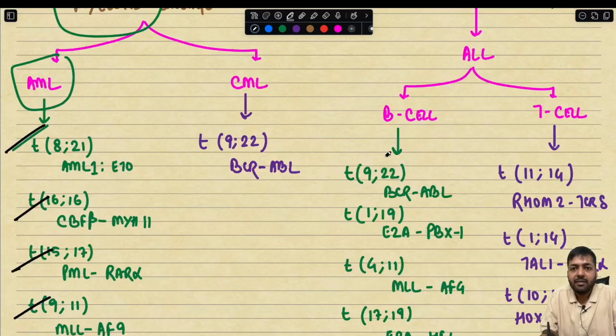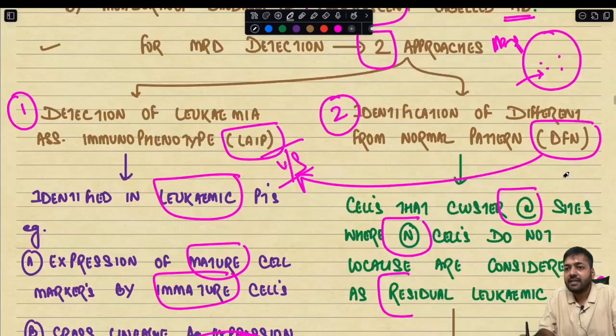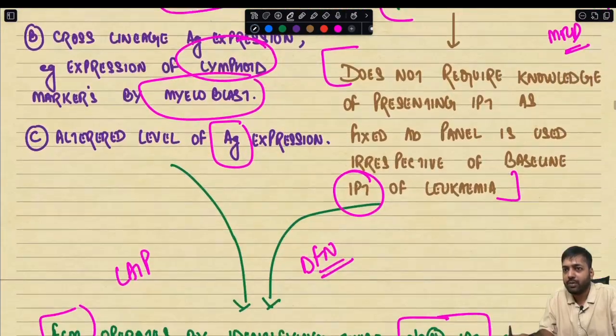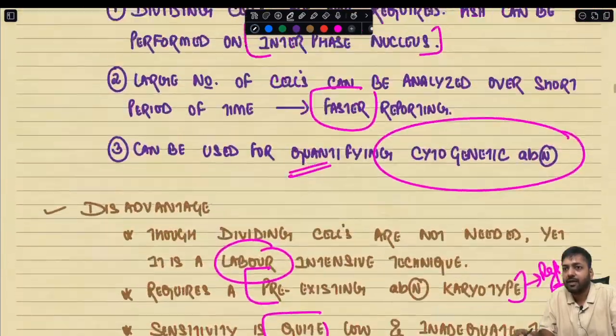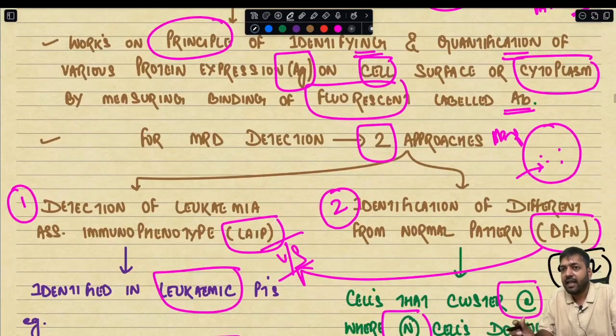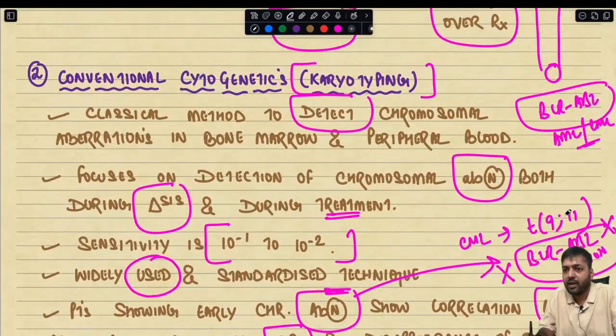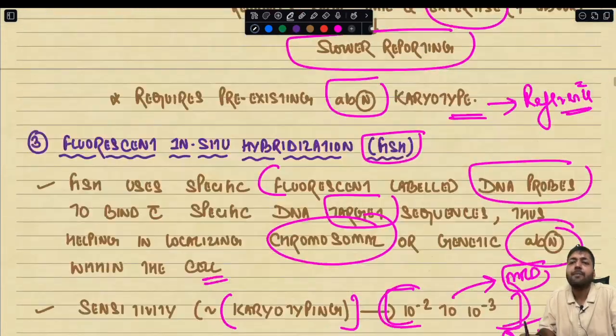Okay, I made a mistake, it is 9;22. Actually, it is not 9;11. Over here, I have given you the example of 9;11, but no, BCR-ABL is 9;22. By mistake, I said 9;11. The example that I have given over here is basically the BCR-ABL example, that is a fusion transcript, and the translocation is 9;22. By mistake, I said CML is having 9;11, but it is 9;22.